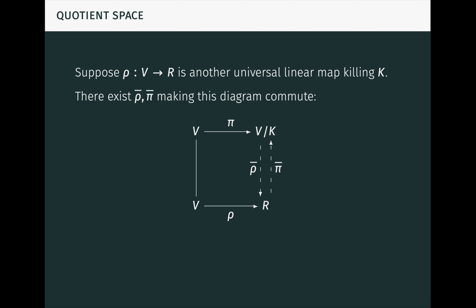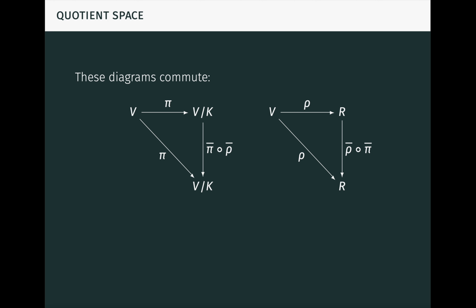Now, reading this diagram, we see that pi bar after rho bar after pi is just pi. That's because rho bar after pi is rho, and pi bar after rho is pi. You should pause the video to confirm that you see this. Dually, rho bar after pi bar after rho is just rho. Again, pause to confirm. Translating these equations into diagrams, we see that these two diagrams commute. These say the exact same thing as the equations.